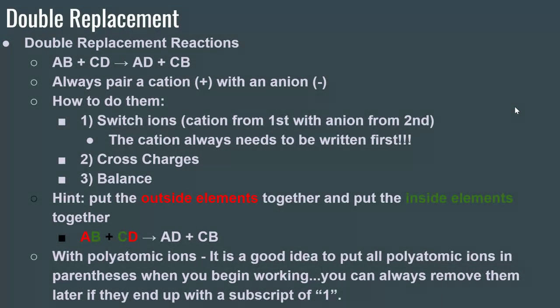So in a double replacement reaction, we have this general form of AB plus CD gives AD plus CB. And what happens is you are always going to pair up a cation, which has a positive charge, with an anion that has a negative charge. So how do we do this? Well, first of all, we switch our ions. We have the cations first and the anions second when we do this. So don't forget to do that. Always put the cations first.